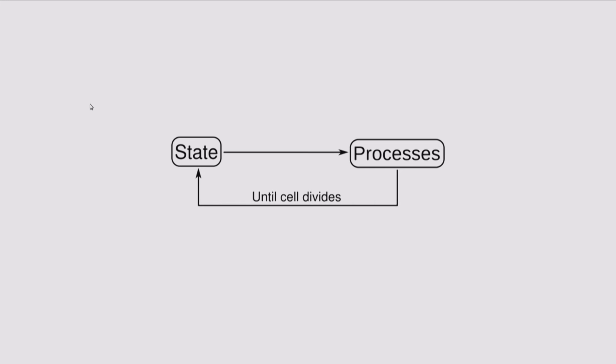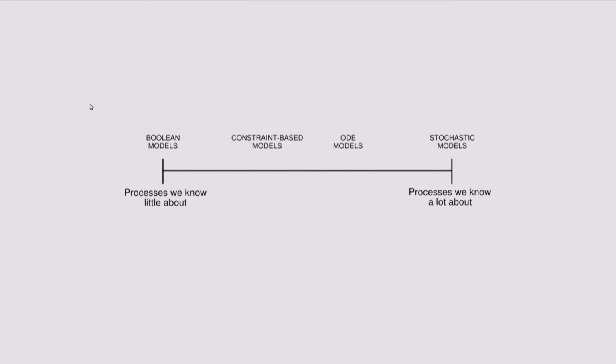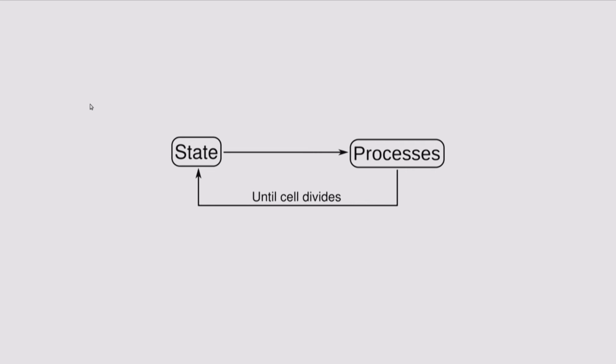We have this spectrum where there are biological processes we know a lot about, and there are processes we know little about. Processes we know a lot about, we can model using stochastic simulations. Processes we know little about, we might just need to use Boolean models with simple on-off rules. And for things in between, we might use ODE models or constraint-based models, and you could put PDE models up on the right somewhere here as well. So if you return to this figure, this processes box is really an amalgam of different mathematical submodels, one for each process, depending on how much we know about that biological process.